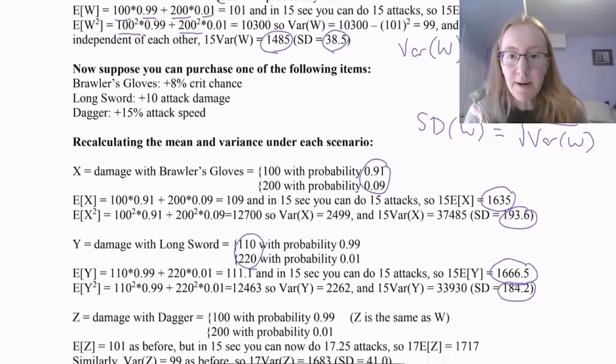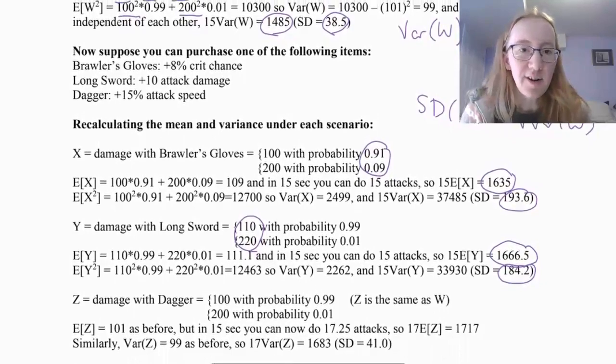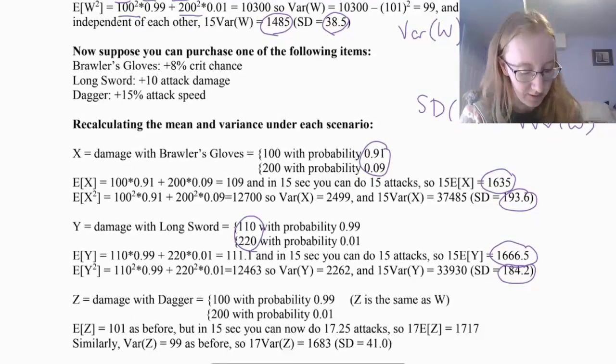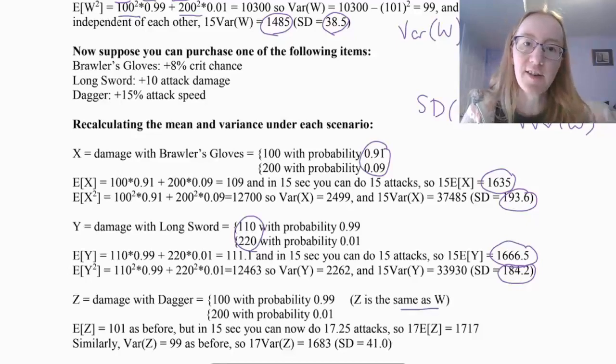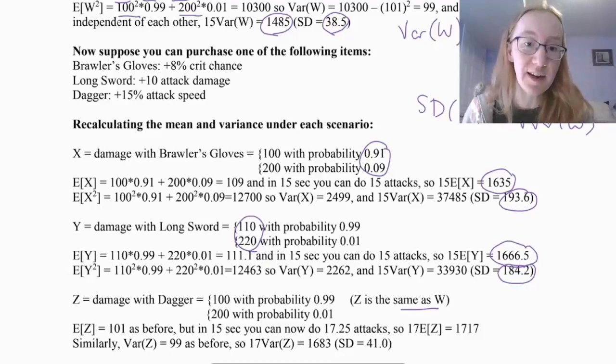And then finally, what about the dagger? So actually, the attack damage on a single attack is the same. So it's the same as W because we haven't actually changed how much damage each attack does. We've just changed how many attacks we can do in 15 seconds. So the mean and variance of a single attack is the same, but we can now do 17 attacks within 15 seconds.